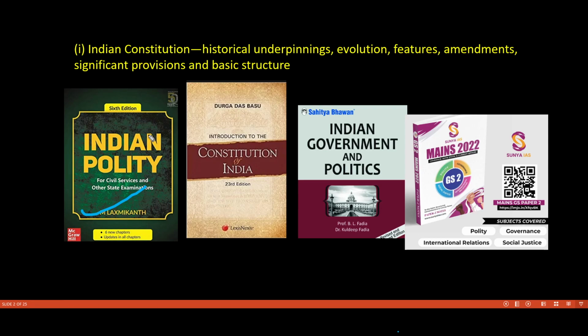The other book available in the market is DD Basu, for building concepts for prelims as well as mains. DD Basu is a very good book. The language is a little tough, but the concepts built through this book are very nice. Yes, I have read DD Basu, but if you are reading M. Lakshmikant, there is no need to read DD Basu.